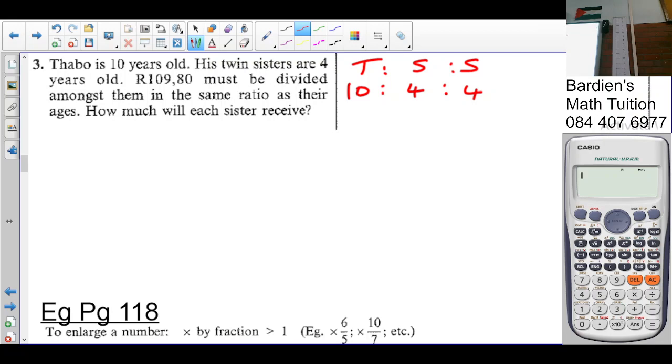How much will each sister receive? So basically what we're going to do is work out what the value per unit is. How much does each unit get? Tambo is going to get 10 of the units, and each sister is going to get 4 per unit, per person. Not so? So what's the first thing we need to do? Add the ratios. So add the ratios quickly.